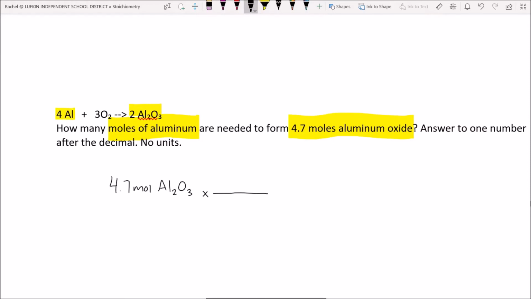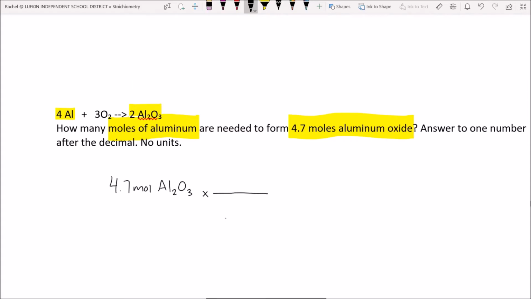So we can use this recipe, right, to figure out the equation. Because when you have 2 moles of aluminum oxide, you get 4 moles of aluminum. So when you have 4.7, we would expect it to be about 4.7 times something, right? If you start with 2 and you get 4, then if you had 4, you probably get about 8. You're kind of expecting it to be something close to that.